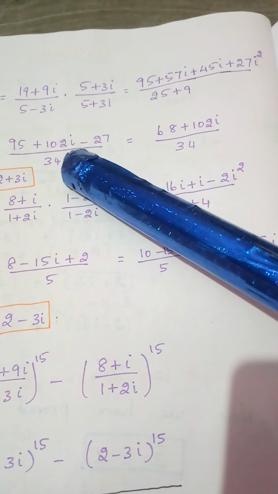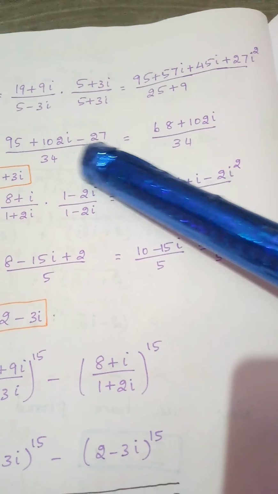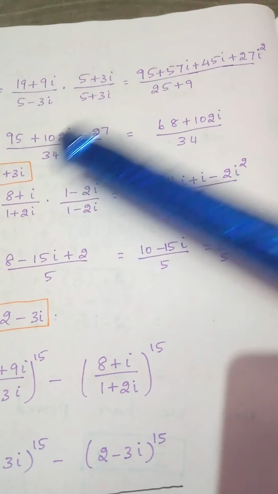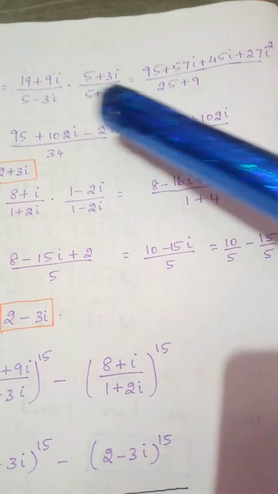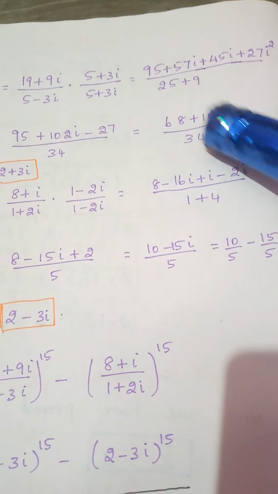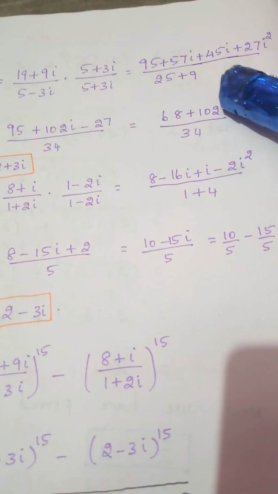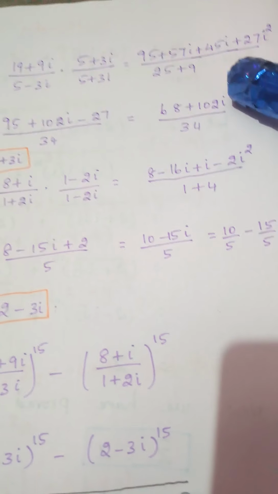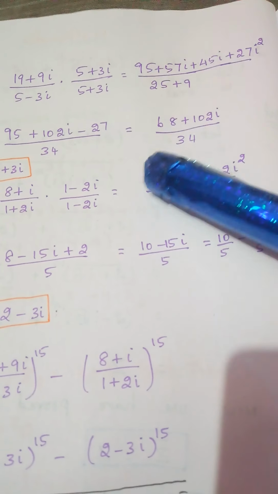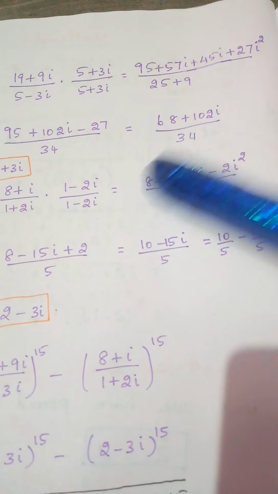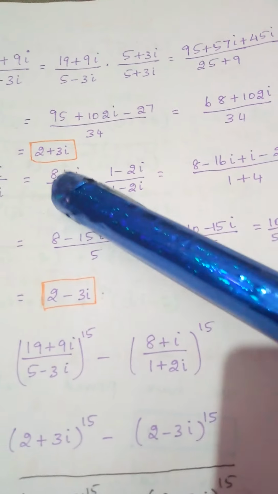27i square becomes minus 27. Why? Because i square value is minus 1. Denominator 25 plus 9 is 34. If we simplify, 95 minus 27 is 68, 102i is present here, 34 is present here. Now 68 and 102 will definitely come in the 34 table. Cancelling 34, 68 gives 2, and 102 gives 3. So 2 plus 3i is the answer.